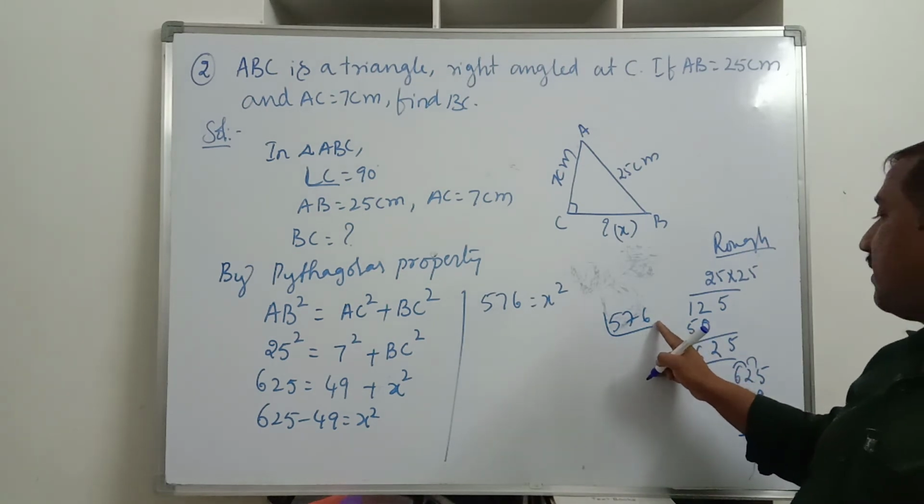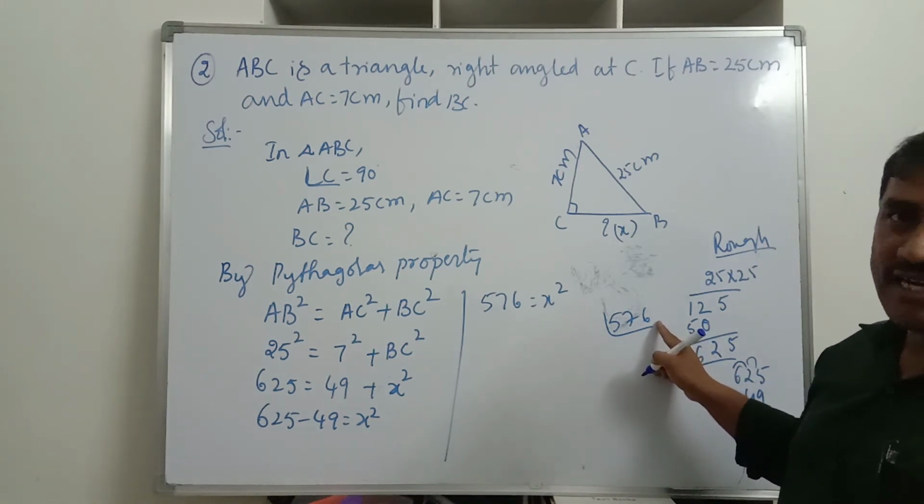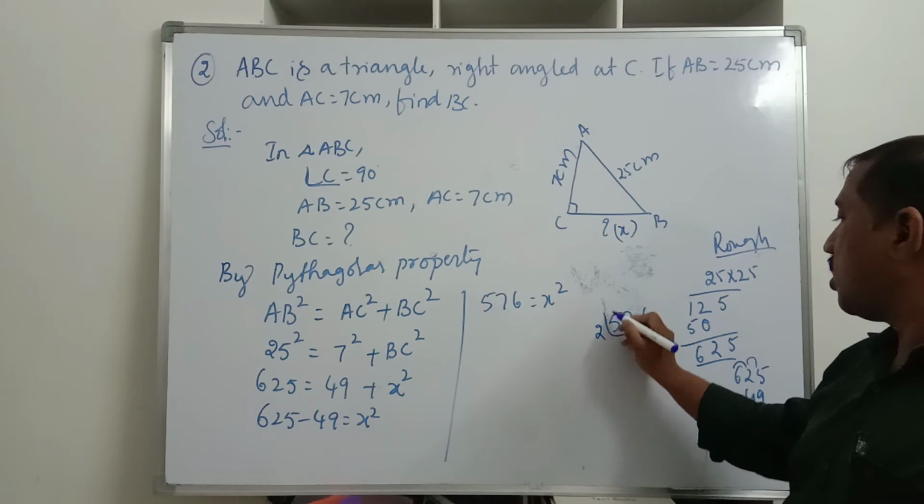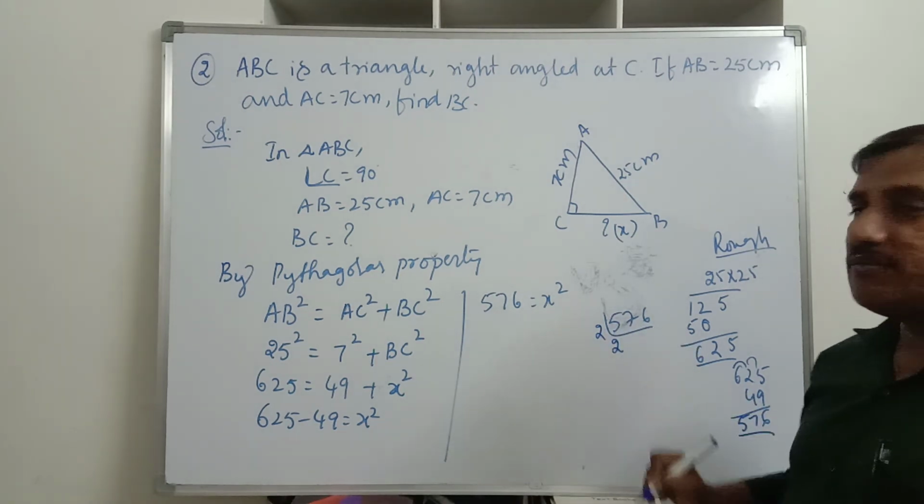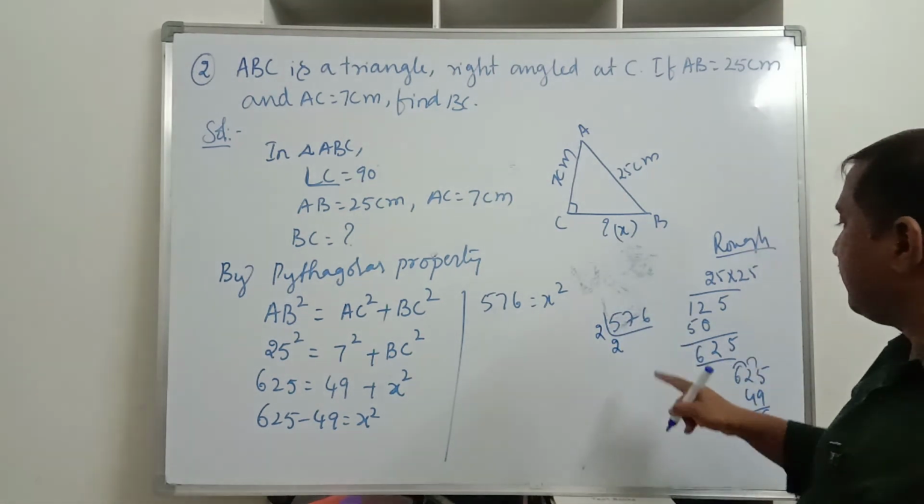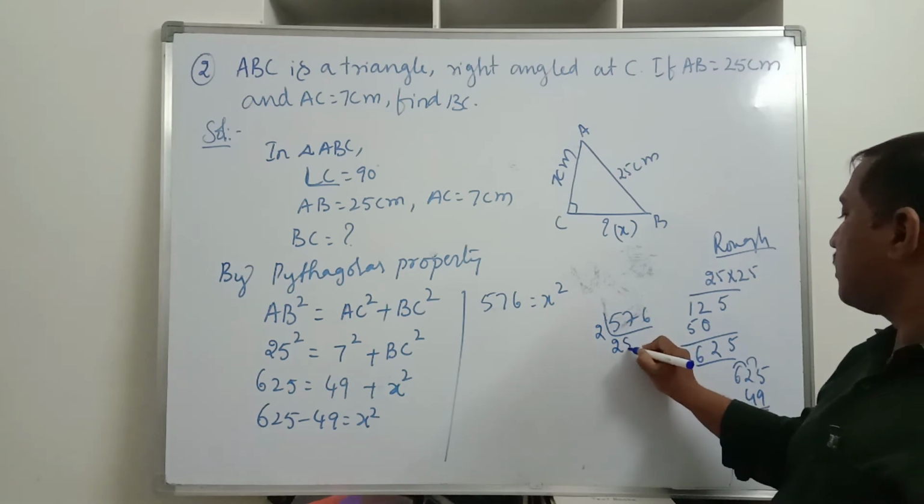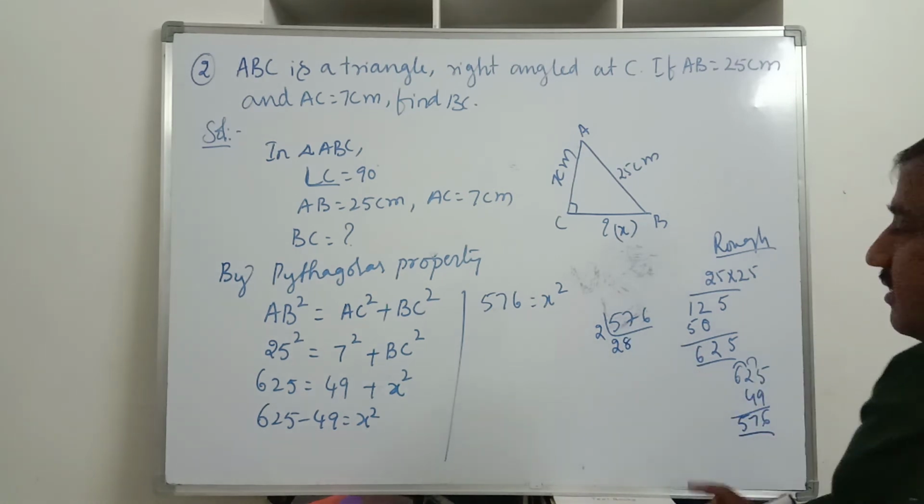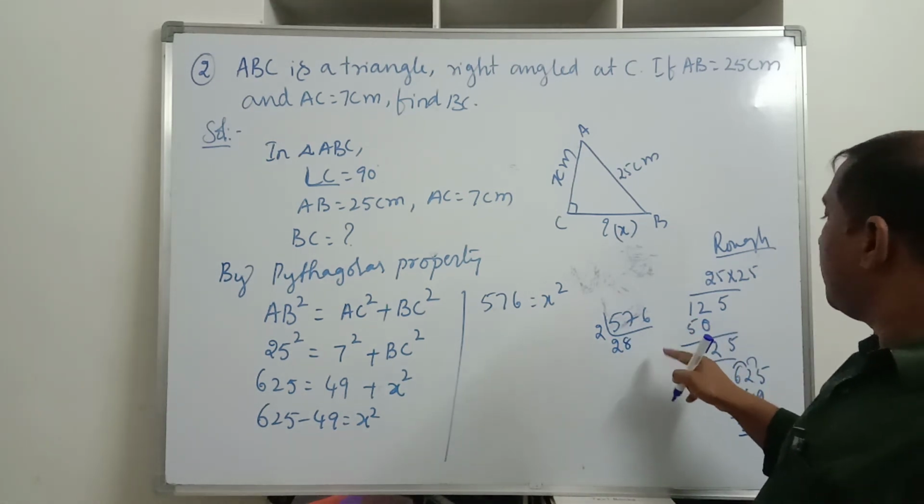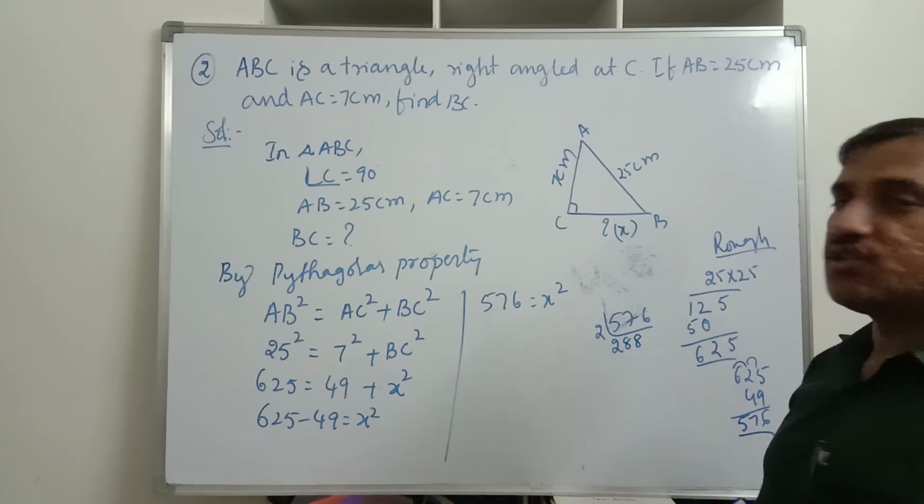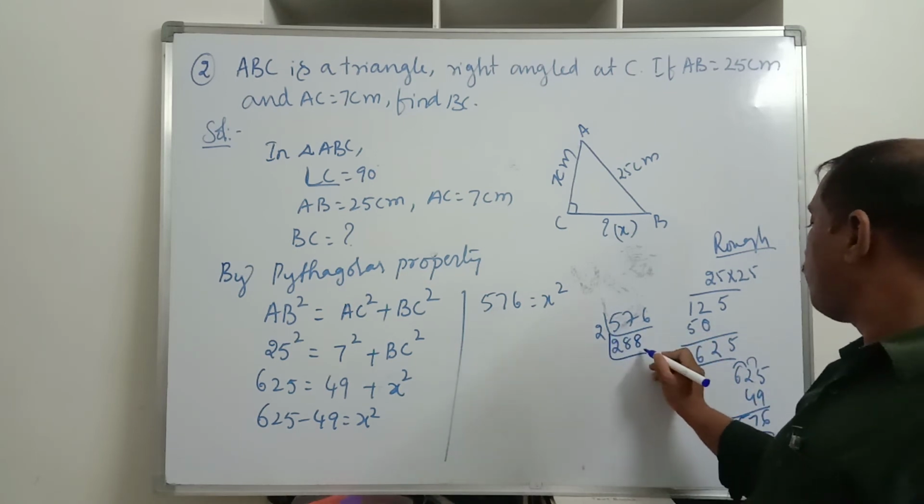6 is there in the units place. Therefore it is divisible by 2. Divide with 2. 2 2s are 4. 5 minus 4 is 1. Bring 7. 17. 2 8s are 16. 17 minus 16 is 1. Bring 6. It is 16. 2 8s are 16. Then with the 2 again 8 is there.